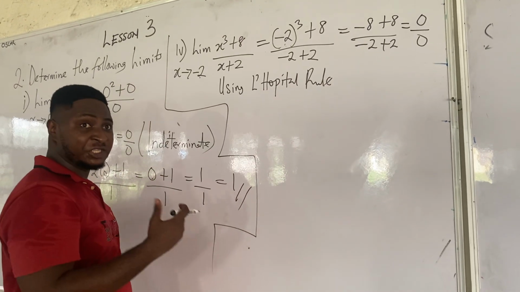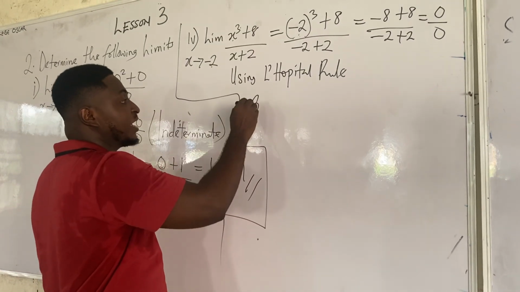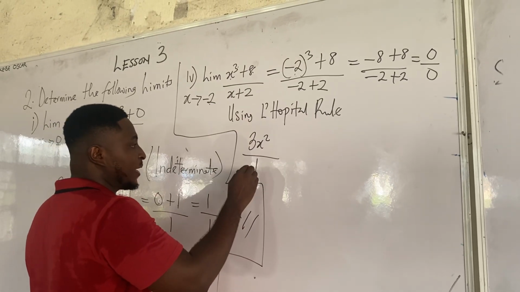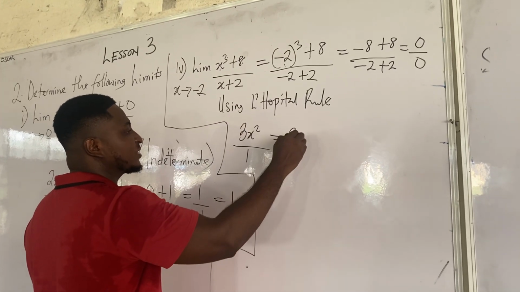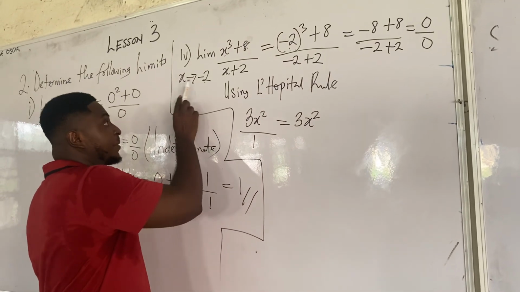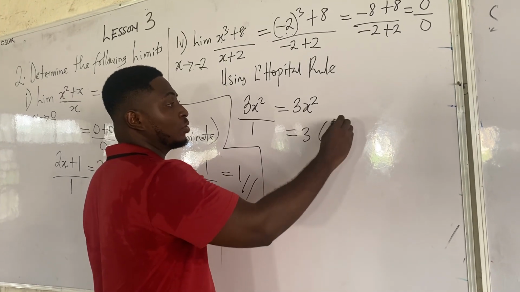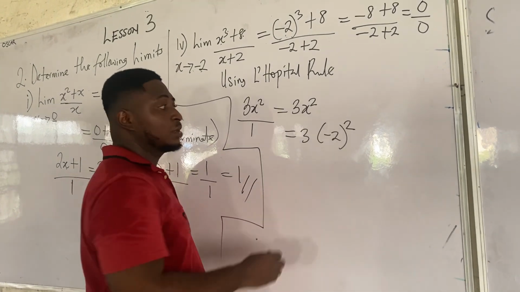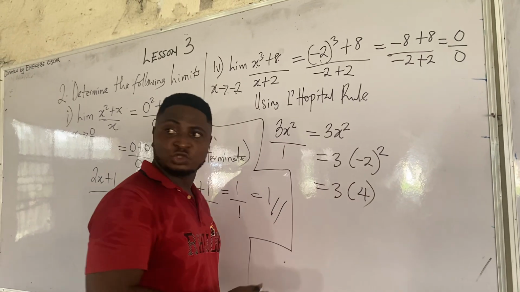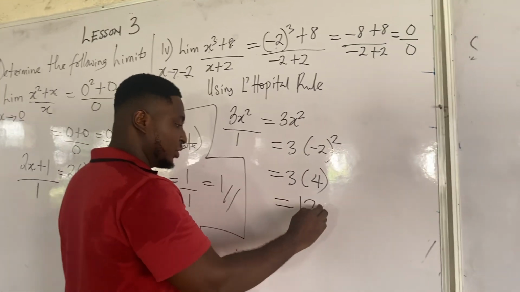L'Hopital rule says we should differentiate both numerator and denominator. Differentiation of x raised to power 3 gives us 3x squared. 8 is a constant, so it disappears. Differentiation of x gives us 1. 3x squared divided by 1 is 3x squared. After differentiation, take your limit point and put into the function. So you're going to have 3 into bracket minus 2, all squared. Minus 2 all squared means minus 2 times minus 2, which is positive 4. 3 times 4 gives us 12.